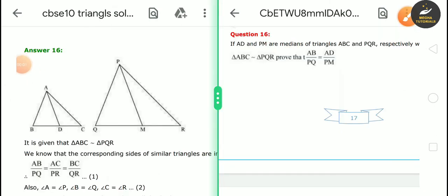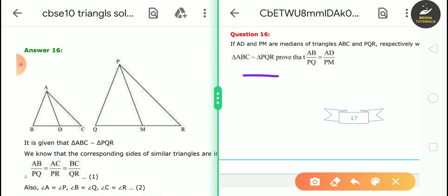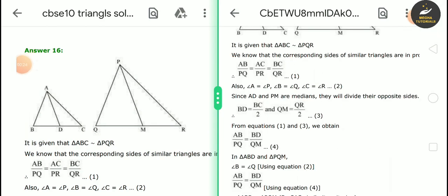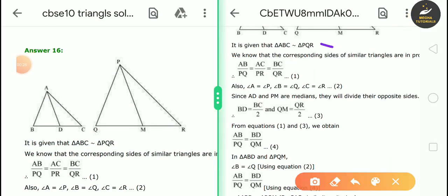Question 16. If AD and PM are medians of triangle ABC and triangle PQR respectively, where triangle ABC is similar with triangle PQR, then prove that AB upon PQ is equal to AD upon PM. So diagram will be on the left side and solution will be on the right side. So it is given that triangle ABC and triangle PQR are similar. Therefore we can write AB upon PQ is equal to AC upon PR is equal to BC upon QR. That is equation 1, because corresponding sides of the similar triangles are in the same proportion.